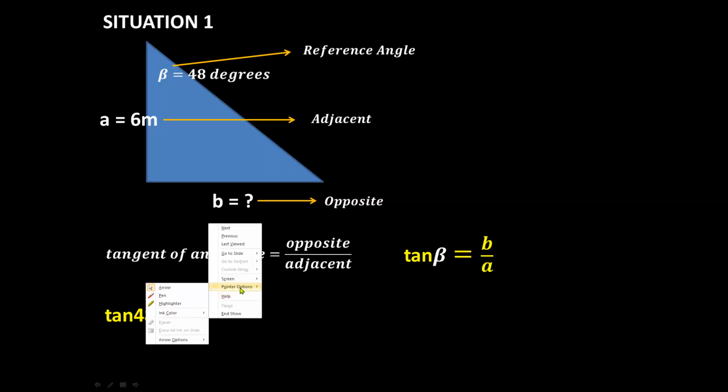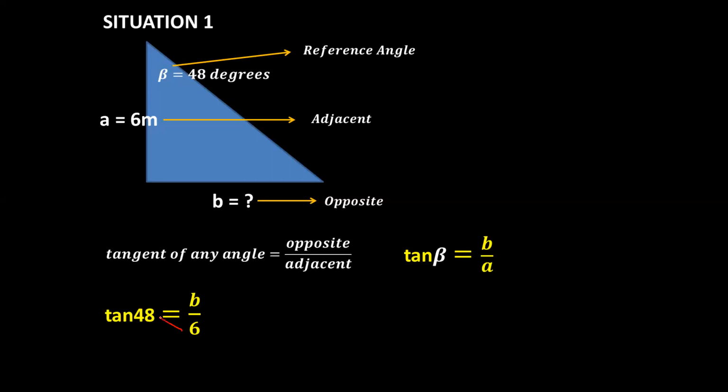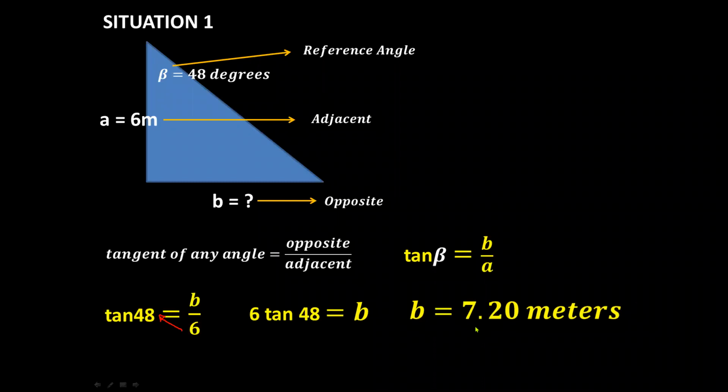And then afterward, para mahanap ko ang side b, I need to cross multiply 6 to tangent 48. Para ang matira na lang variable sa right hand side ng equation is side b. So magiging ganito ang kalalabasan ng ating equation: 6 tangent 48 is equal to b. Using our calculator or scientific calculator, the value of b is equal to 7.20 meters. At yan ngayon ang ating situation number 1. Hopefully, naintindihan natin kung bakit ang bawat side napangalanan kung adjacent ang A, ang B naman is opposite, and then 48 degrees naman is sa reference angle.